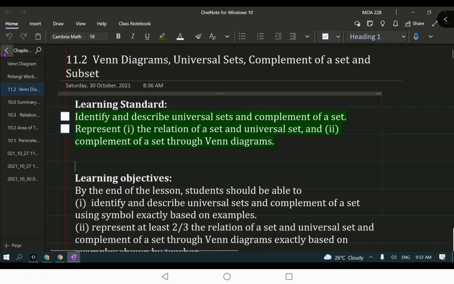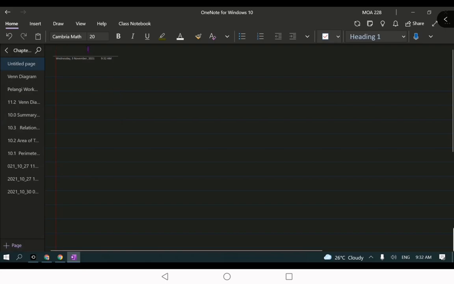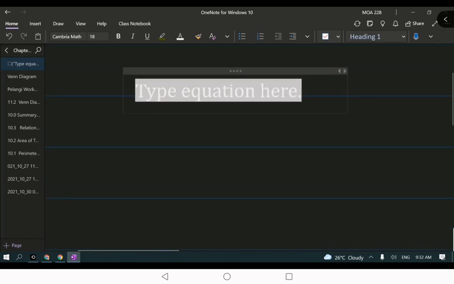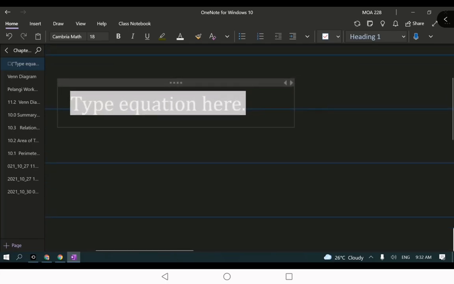I'm going to open a new page here so you can understand. Firstly, you need to know what is the meaning of a Venn diagram. A Venn diagram is a set. You need to know what is a set. So let's say set A. I make it a little bit bigger. Okay, you can see or not?